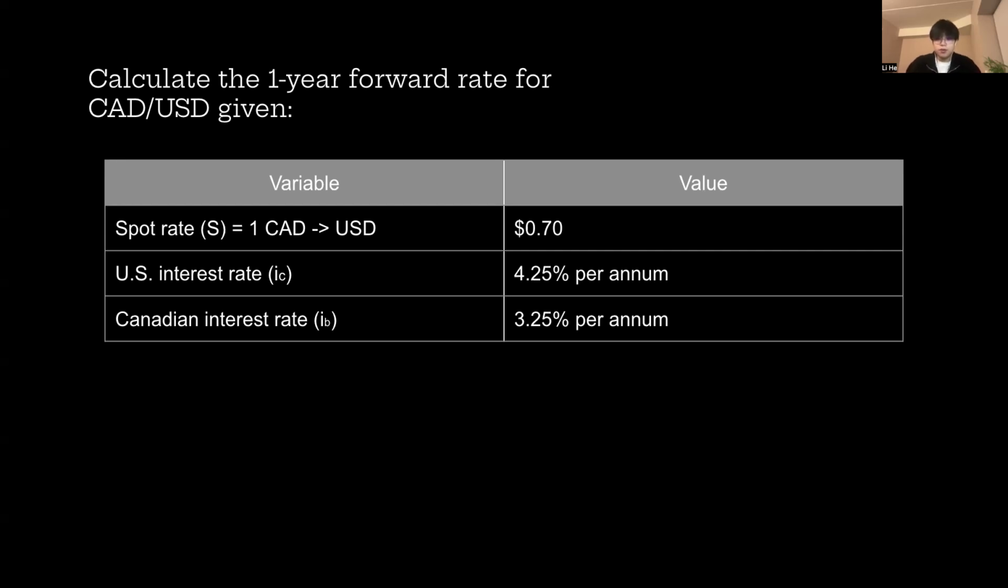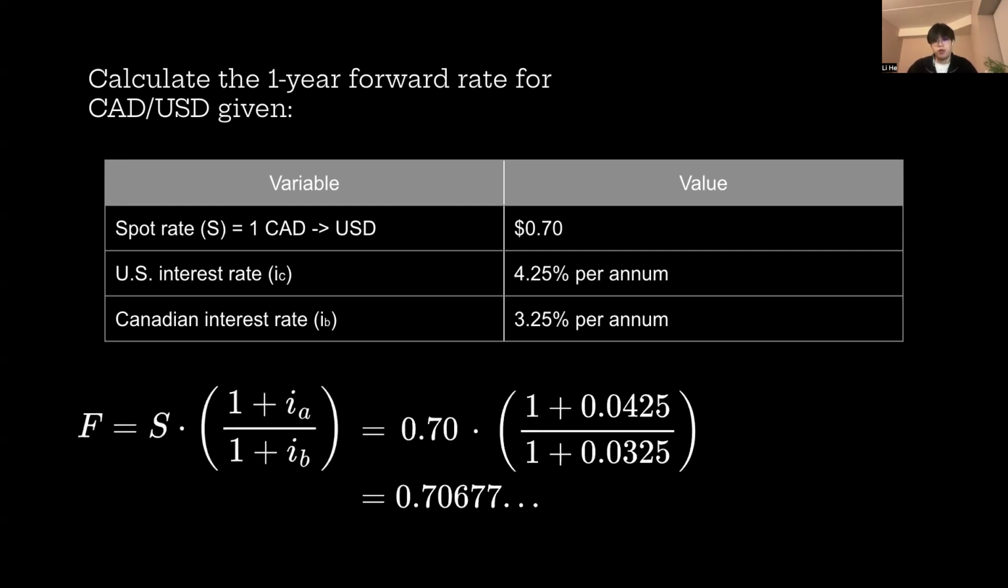And since we are exchanging CAD for USD, the Canadian interest rate will be used as the base interest rate in our formula, putting it at the bottom of the fraction. After plugging the numbers in the formula and calculating the equation, we should get around 0.70677, meaning I would agree to exchange today with you CAD to USD, 1 Canadian dollar, and a year from now, you would give me 0.70677 US dollars.